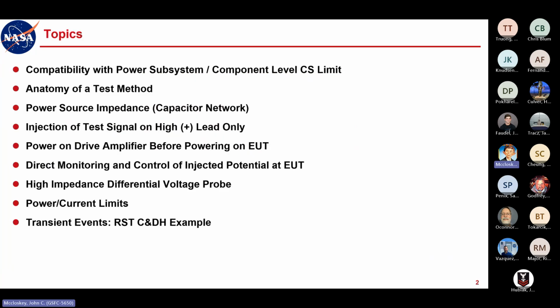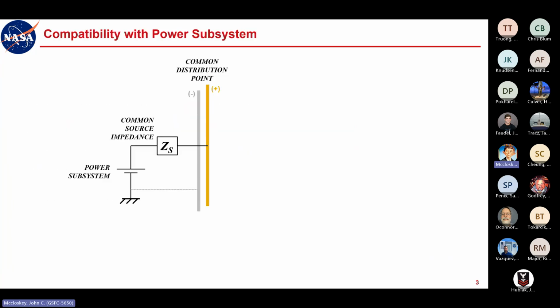Here's a list of the topics I'm going to be talking about. So to review from the overview, this is all in the context of establishing compatibility with the power subsystem. Here's a simplistic depiction of a power subsystem. I'm just representing it by a battery, but you have some common source impedance to get to your distribution point, and then you're hanging loads off of it.